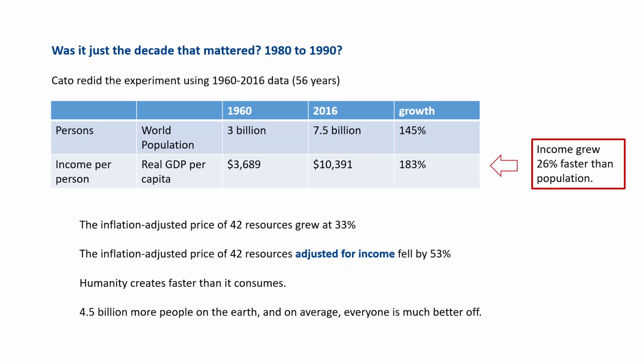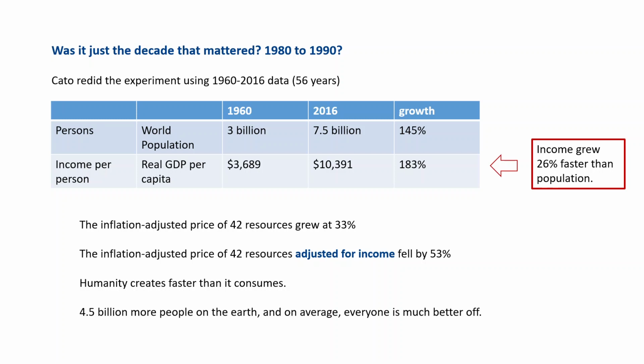How did that happen? They looked at 42 different resources, and the inflation adjusted price of those resources all grew by 33%. What does this mean? When things are in short supply, price goes up, no doubt. So as things were shorter in supply, more pressure put on them, more people, prices went up 33%. But when you adjust that for the rise in income, okay, your food is 33% more, but you have much more income. Look at the top table.